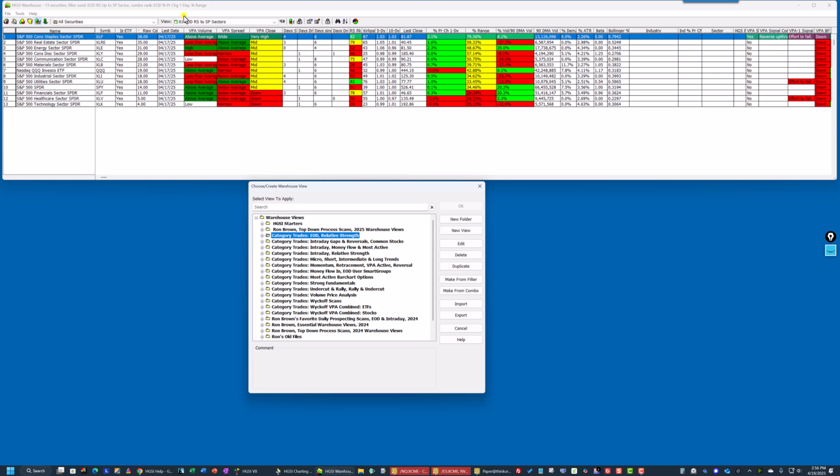I have the first warehouse view up here, end of day relative strength through the S&P sectors. And make sure you're in all securities, because these go directly to the corresponding industry group or folder, I should say. So if you're not on all securities, the filters don't work quite right. So I'm right here now.